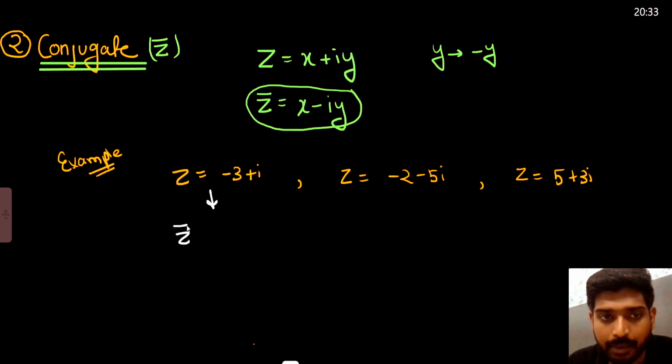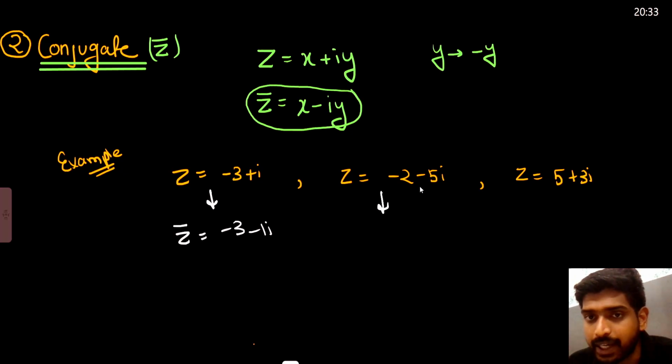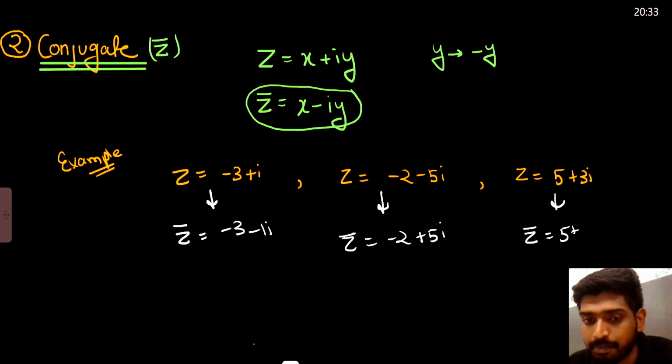So how to find it? z bar will be -3. What is the imaginary part here? The imaginary part here is 1 iota, right? So I'll write here -1. We'll change the sign. That's it. Here also -5 will change to +5. So z is equal to -2 plus 5 iota. Here z bar also will be equal to 5 minus 3 iota. Plus 3 iota, we'll write minus 3 iota.